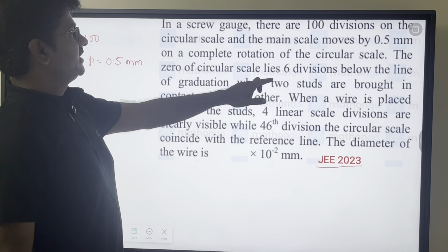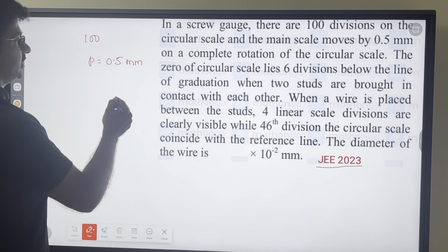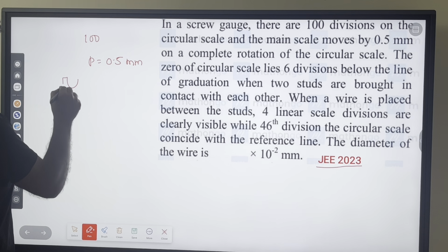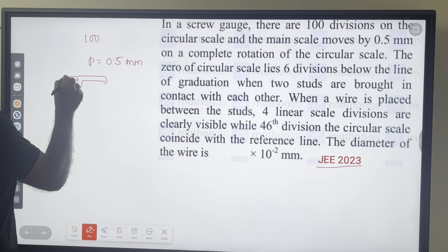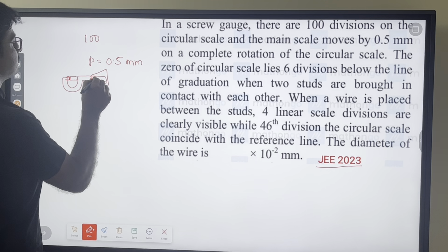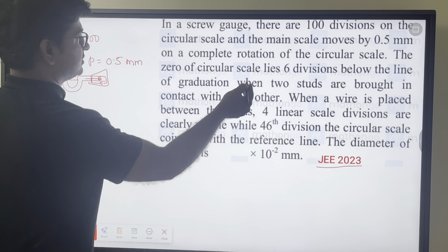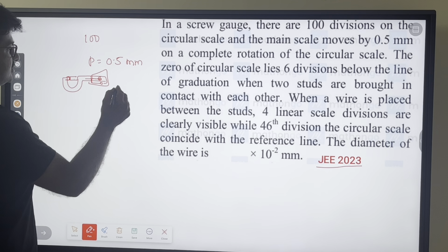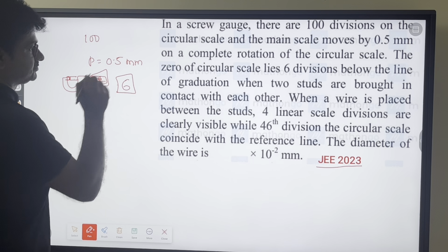The zero of the circular scale lies 6 divisions below the line of graduation when the two studs are brought in contact. So this is like this: the studs are in contact, and here you have the circular scale. Ideally the circular scale should be at 0, right? But 0 is here and 6 is coinciding. That's what below means: 6 is coinciding. So this is an error. What error is this? Positive error. So just remember the positive error of 6.